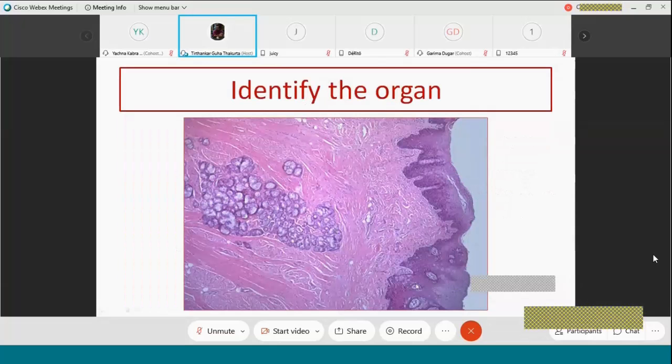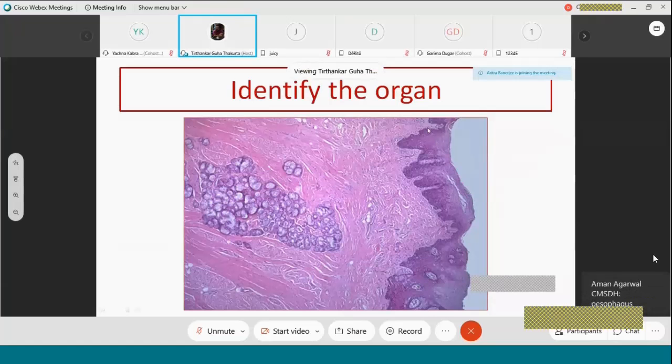Just to make things easy for all of you, you can also help each other. Can you name the kind of lining cell that this one is, this upper blue part is? What is the lining cell in the upper blue part? So I don't want the name of the organ. It is stratified squamous epithelium.